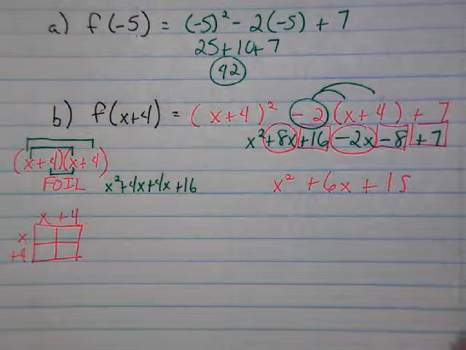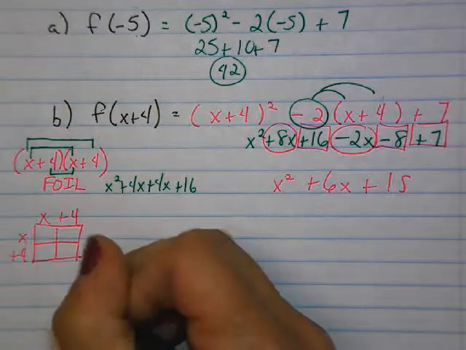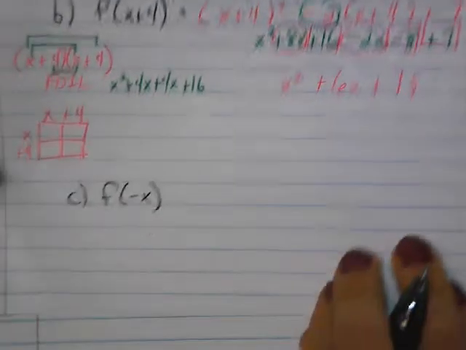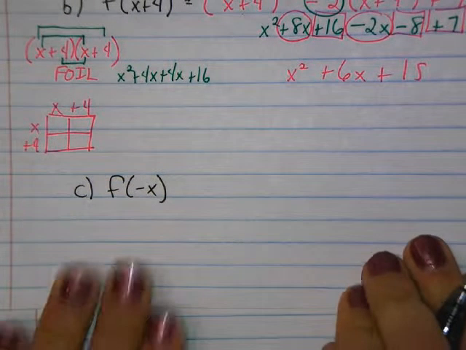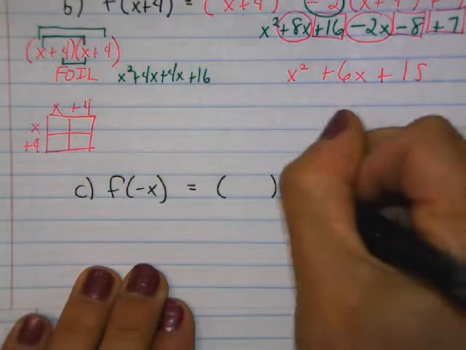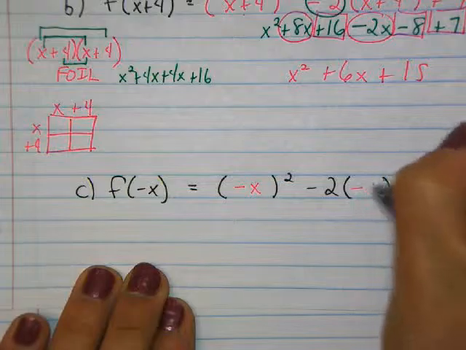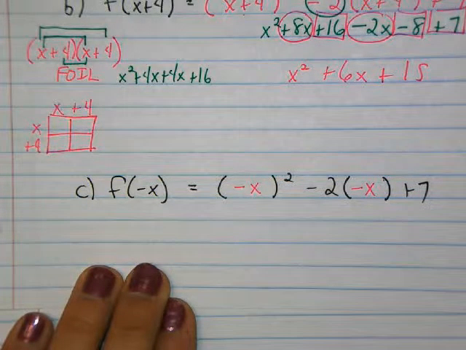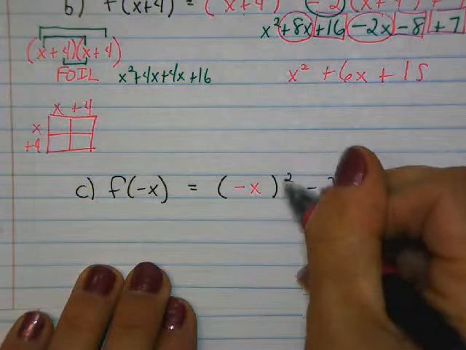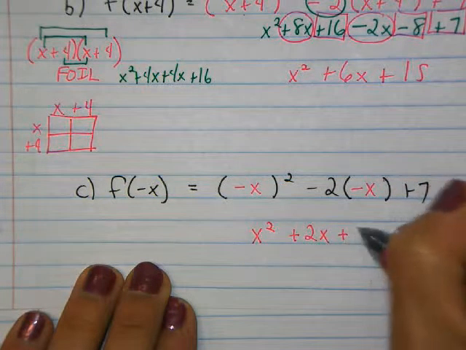Okay, last one. Let's do f of negative x. So again, this time you're going to go through and you're going to input a negative x everywhere. And I'm going to give you just a few minutes to try this one on your own. Alright, let's see how you did. Negative x squared becomes positive x squared plus 2x plus 7. And that would be my answer. So how'd you do? Hopefully great.